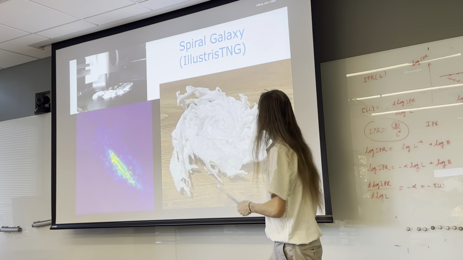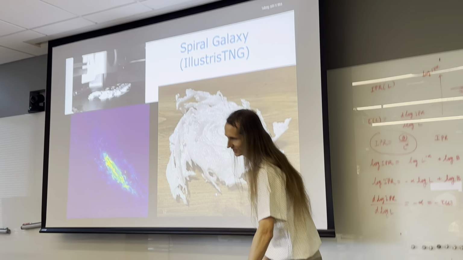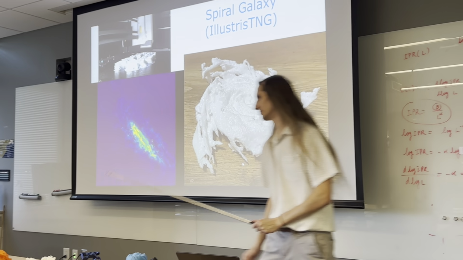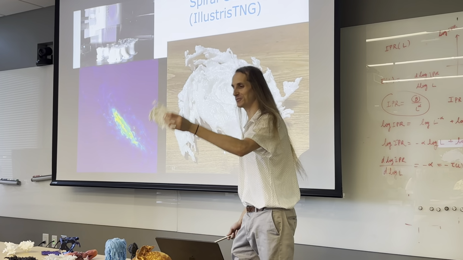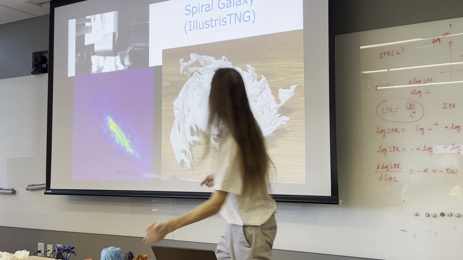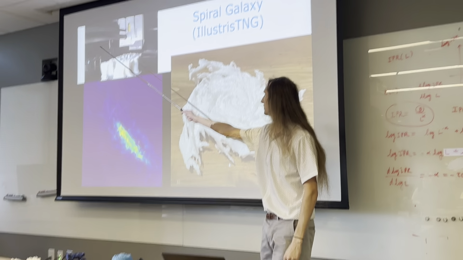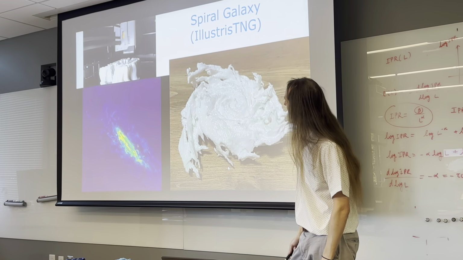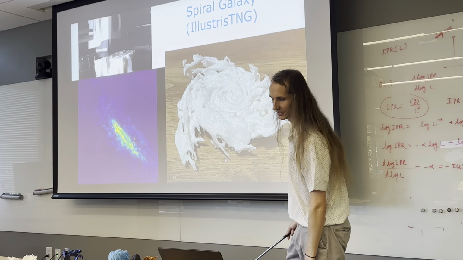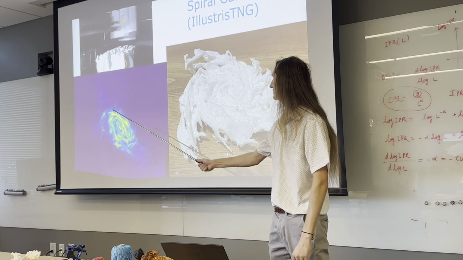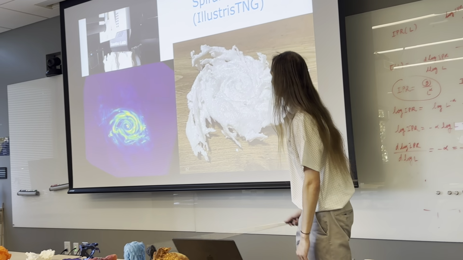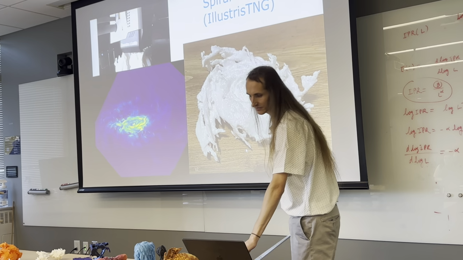So here's some images and videos of making these different models you see up here. This is a spiral galaxy from IllustrisTNG. This is this one here. I think it kind of looks like whipped cream or something. And there's a time lapse of my printer making it. And then here's a visualization of the gas density in this galaxy with a software called Napari that is really useful for visualizing 3D data.